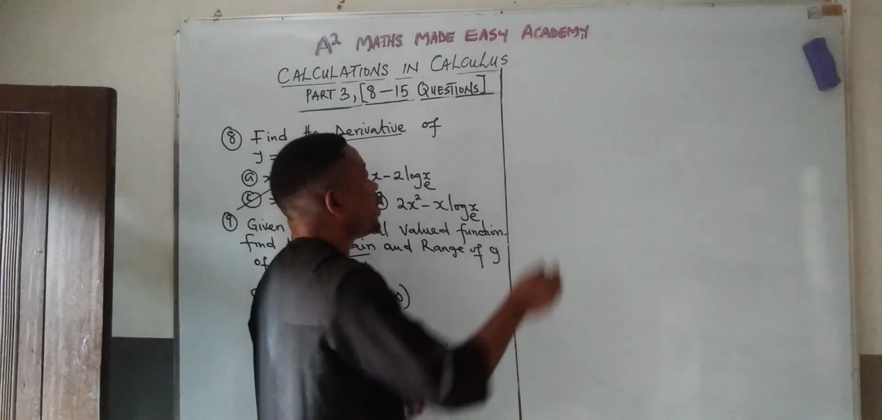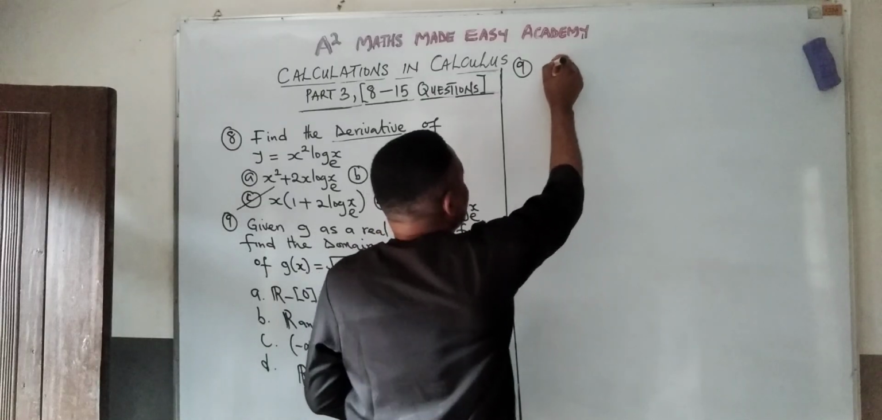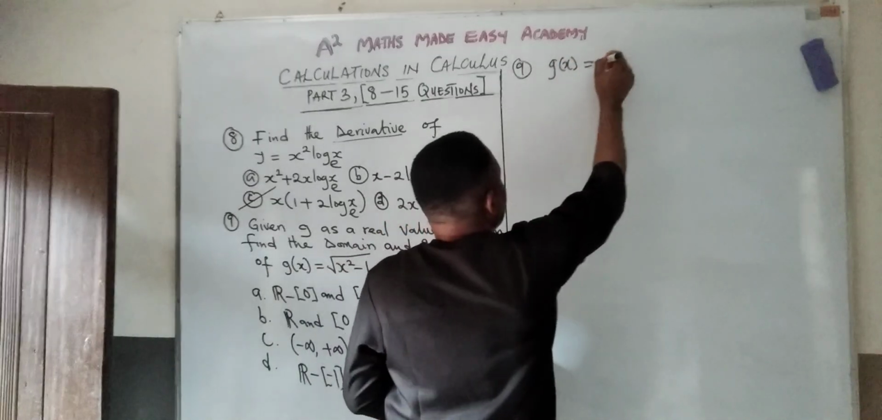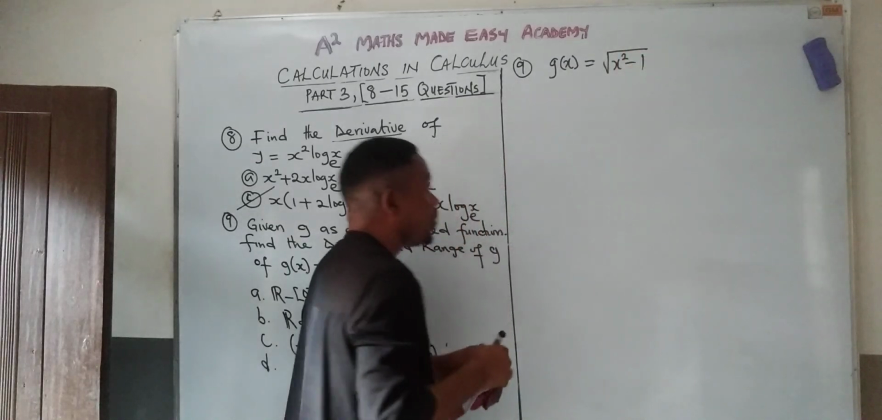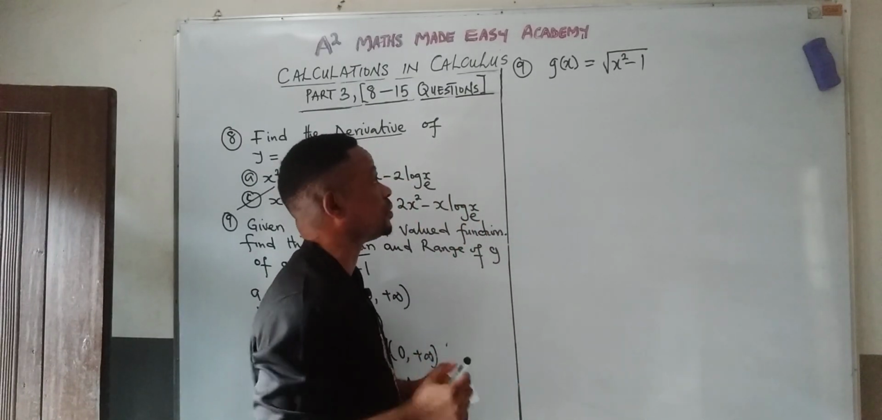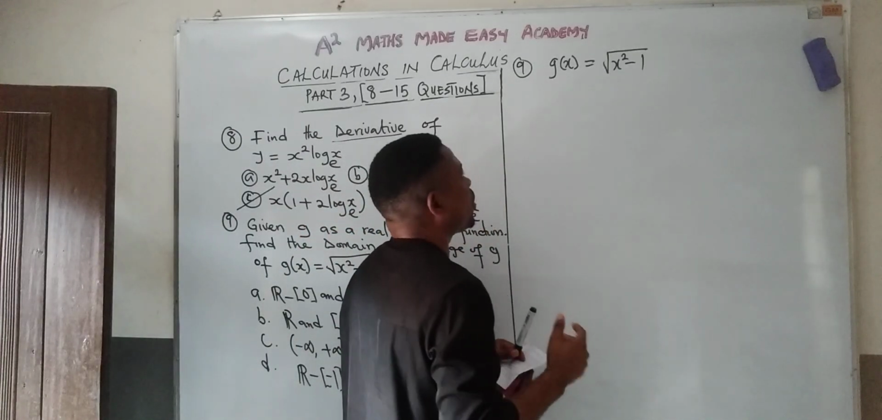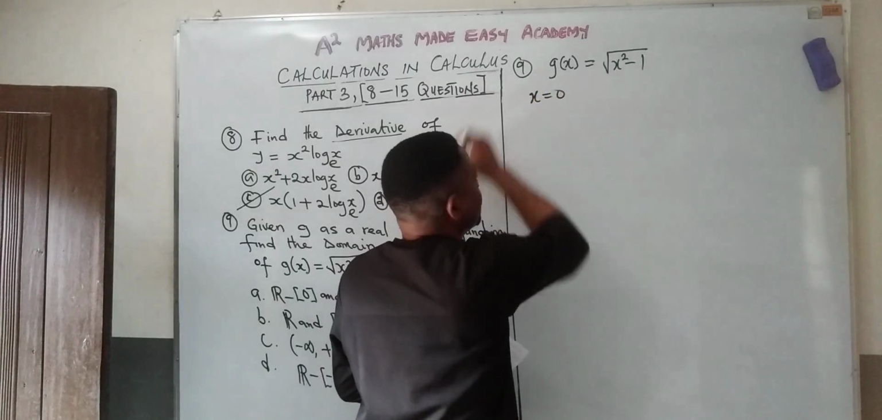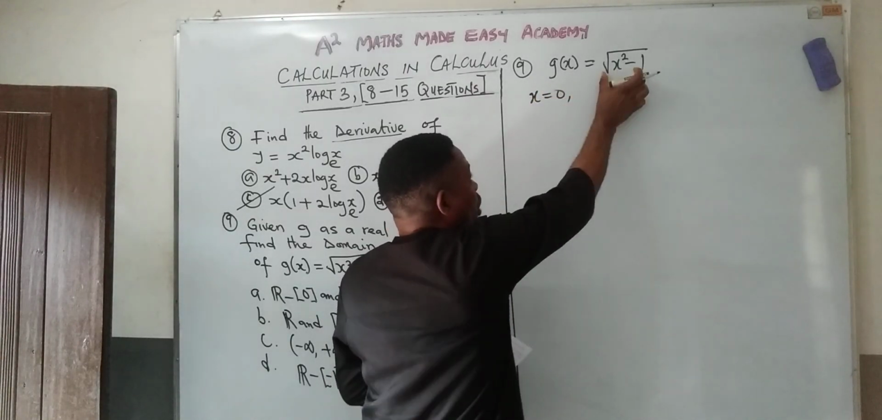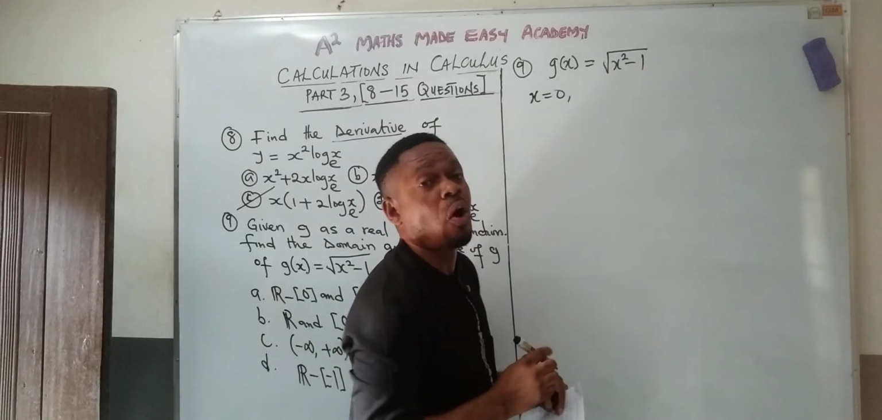Now how do we find the domain of this function? Remember we are on question number 9 and the question says g of x is equal to square root of x squared minus 1. Now be careful here. Am I communicating? I want you to observe something here. First of all, I want to use what we call trial and error method. Let's start with a value of x as the domain and substitute into this equation and know whether it exists or not.